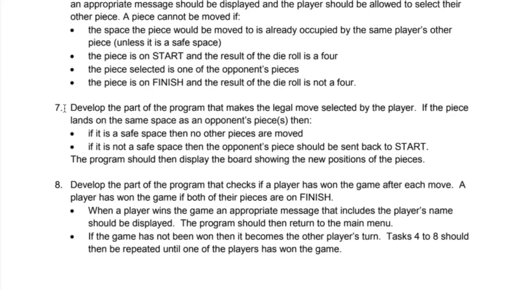So we've already checked if the move that they've made is legal or not. So we've got that code. If they've got through the hoops, then we know that the move is legal, and we need to actually apply the logic based on that move. So we need to move their piece. And remember that if they land on a safe space, that's fine. Nothing else has to happen. But if they land on a non-safe space, then we need to move the opponent's piece back to the start if that opponent's piece is also on that same space. And then it says the program should then display the board showing the new positions of the pieces. So let's go about doing this.